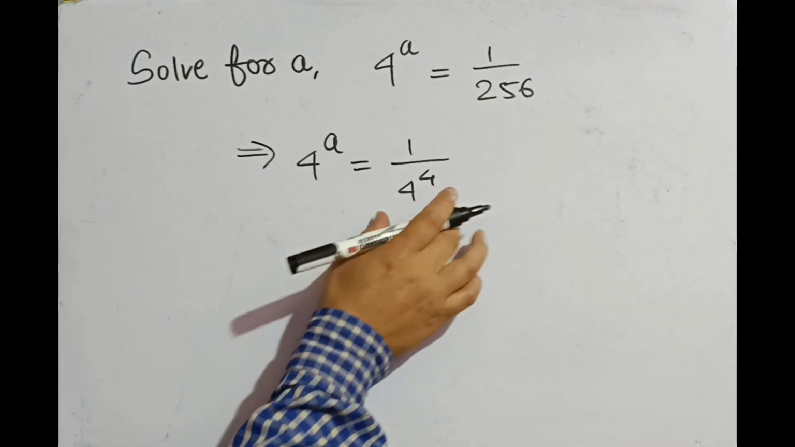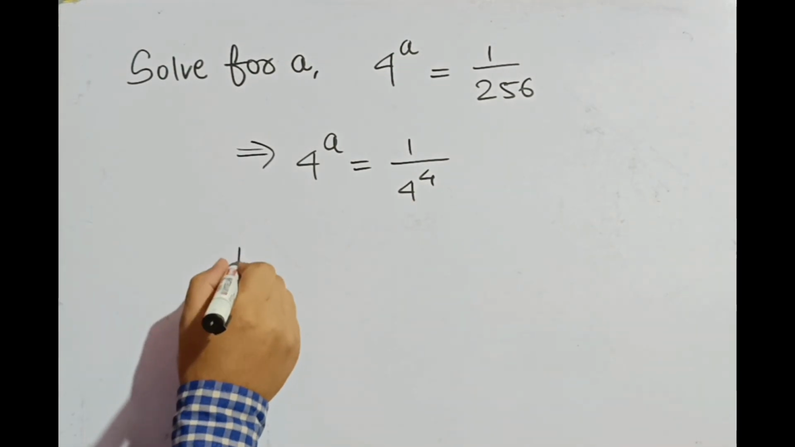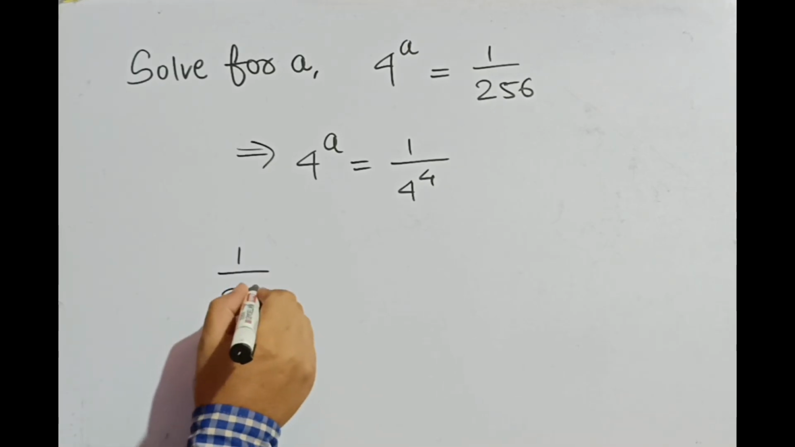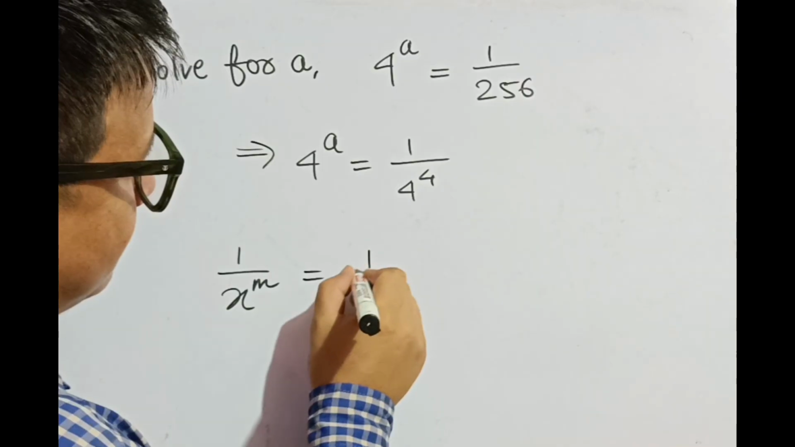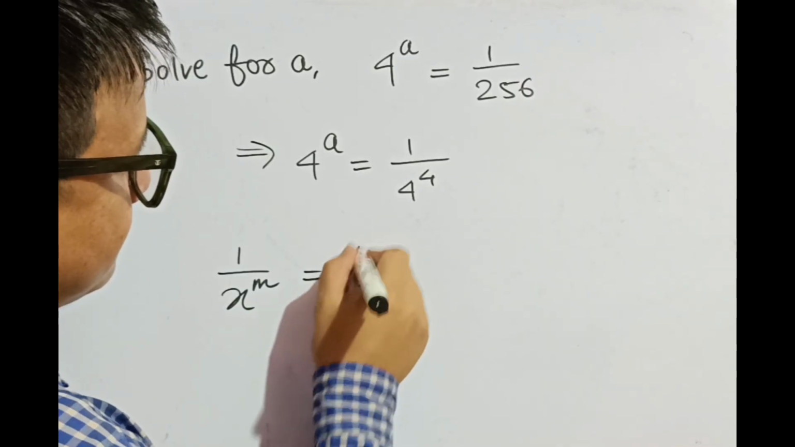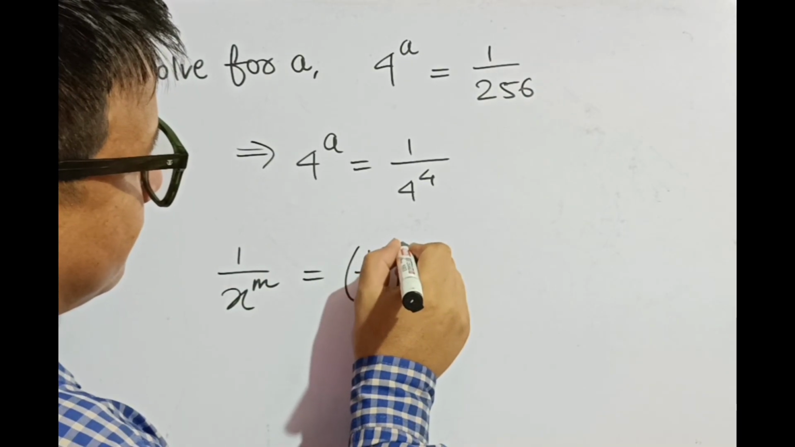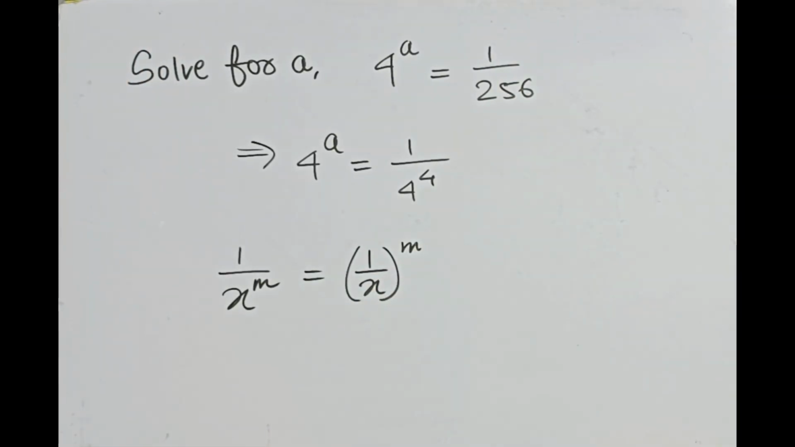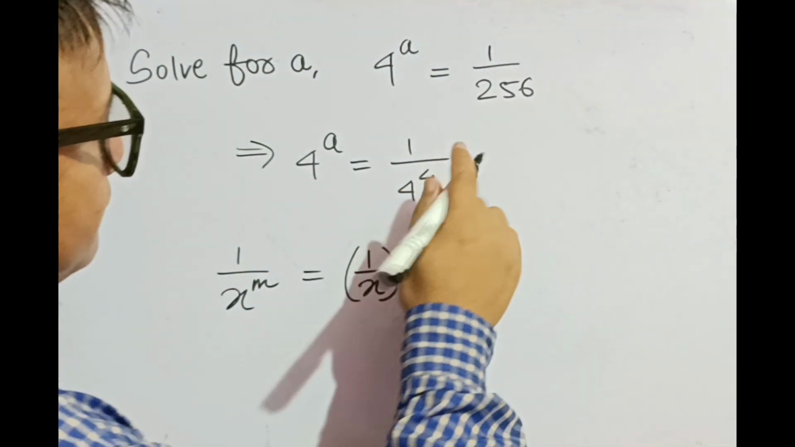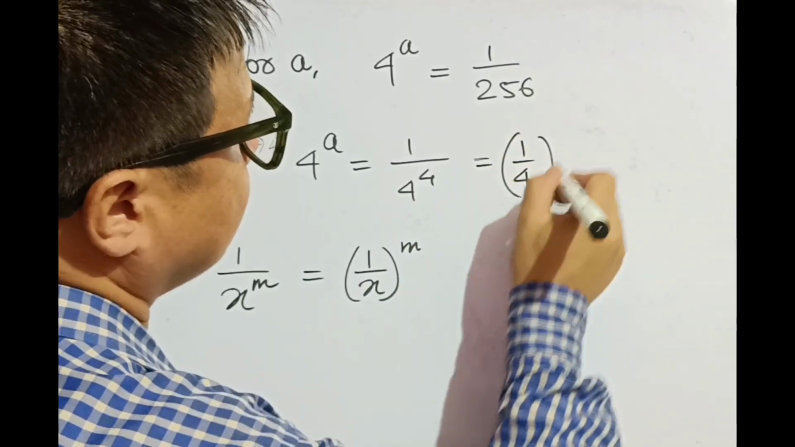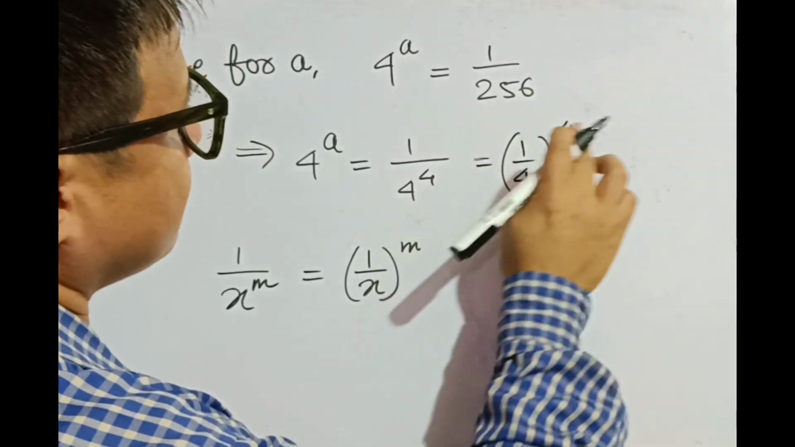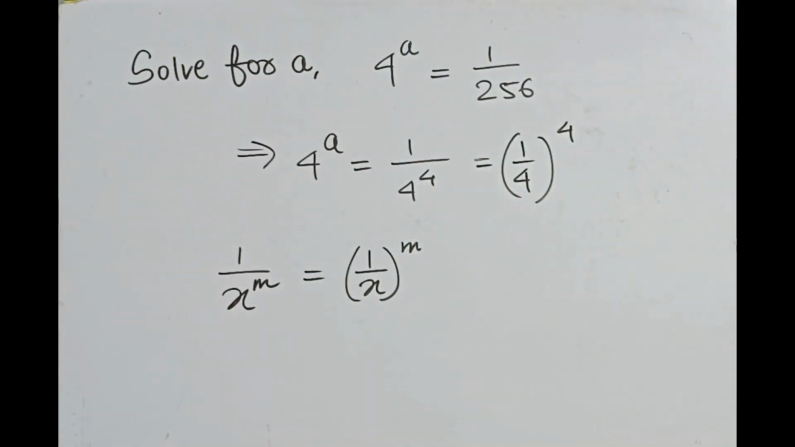And here 1 upon 4 raised to the power 4 means, we know 1 upon x raised to the power m is equal to 1 upon x whole raised to the power m. We can apply this here. So the right hand side, 1 upon 4 raised to the power 4, is equal to 1 upon 4 whole raised to the power 4. This is equal to this.